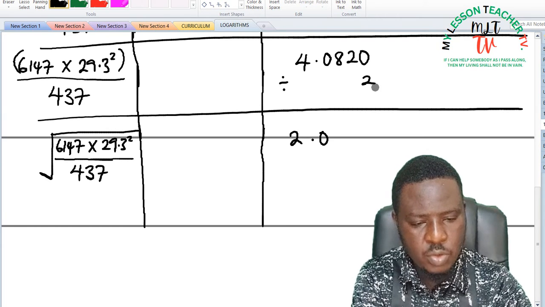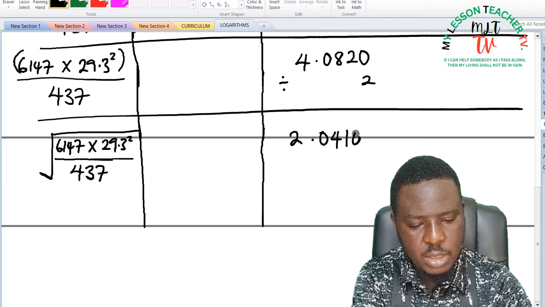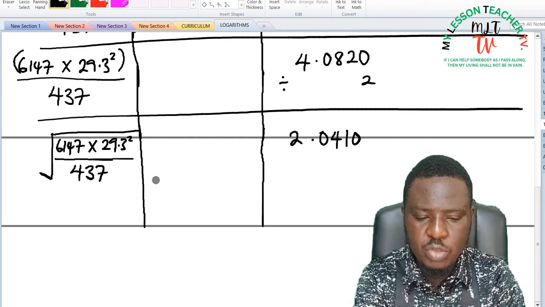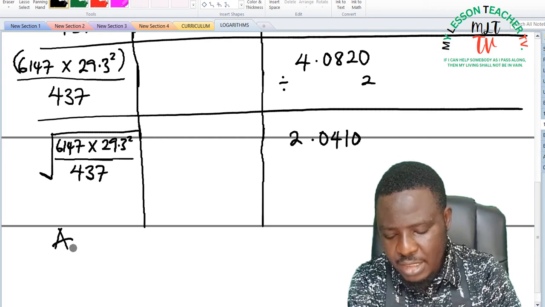2. 2 into 0 is 0. 2 into 8 is 4. 2 into 1, 2 is 1 and 0. So we have gotten the value of the square root of this. So we then look for the anti-log.